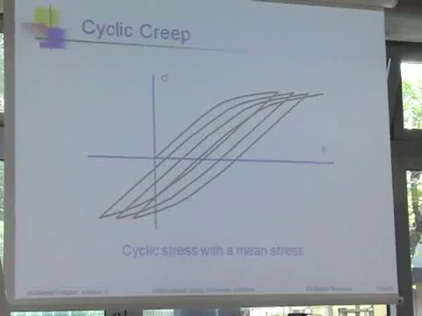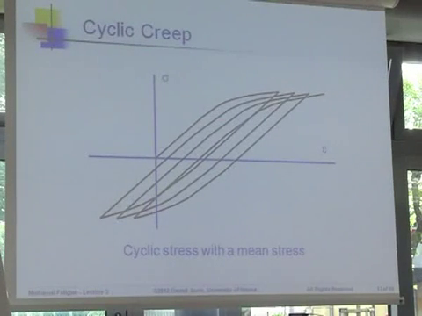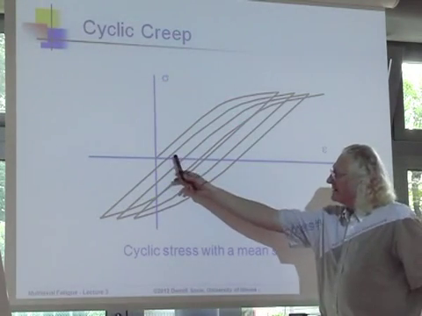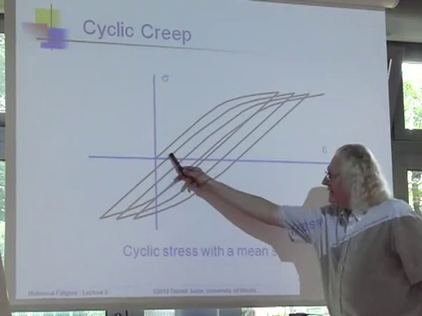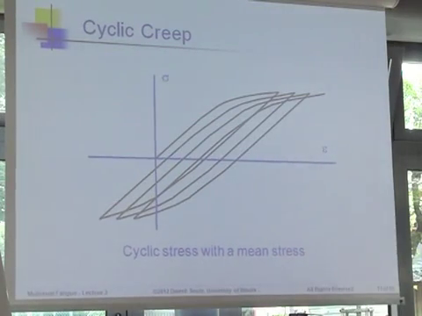There's cyclic creep. That's the same as mean stress relaxation, except it's controlling constant stresses rather than constant strains. And as you test something between constant stress limits, if those limits are not symmetric, then it gets longer and longer and longer with the cycles.